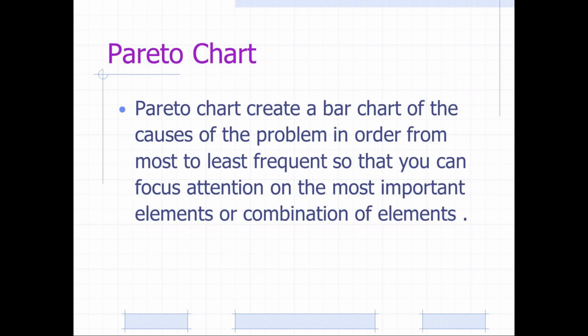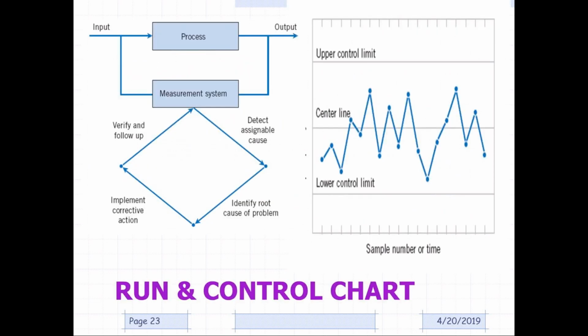A Pareto chart creates a bar chart of the causes of the problem in order from most to least frequent, so that you can focus your attention on the most frequent elements or combination of elements.